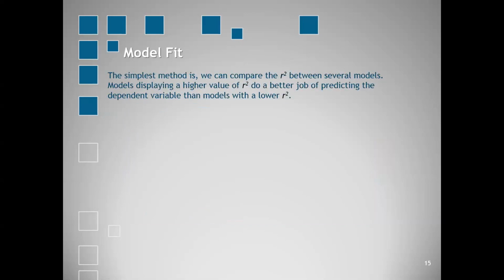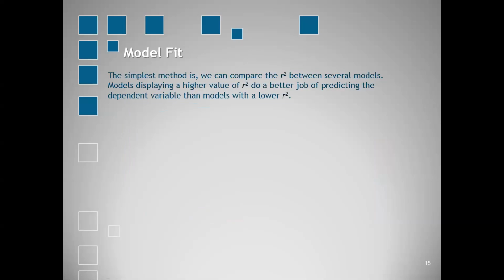As you can imagine, it's possible to construct an almost infinite set of models to predict a dependent variable. Maybe a model using gender and height is a better predictor of hospital stay than a model that uses age and blood pressure. How do we decide which model is best? Well, we can use the model fit statistics we introduced earlier to pick the best model. The simplest way of picking the best model is to compare the coefficient of determination, R squared, between several models. Models displaying a higher value of R squared do a better job of predicting the dependent variable than models with a lower value.